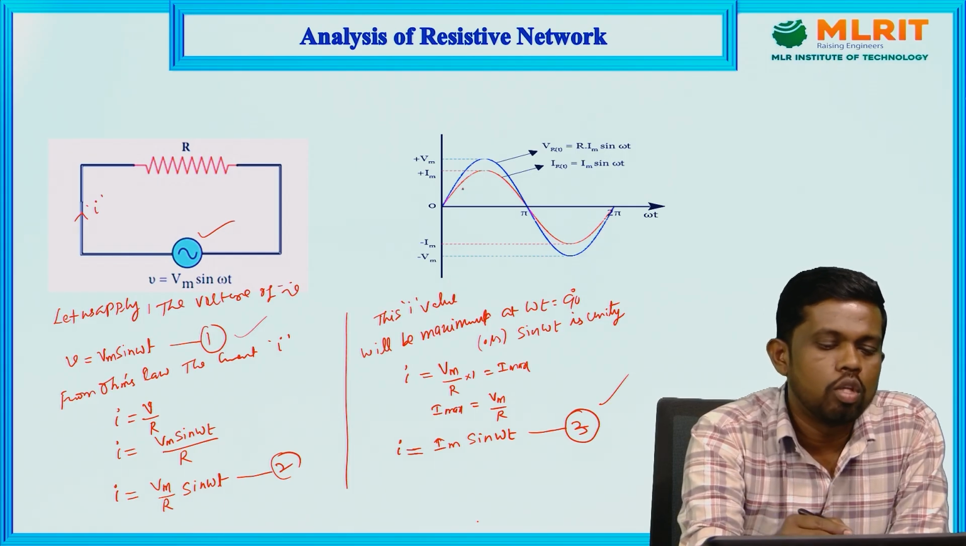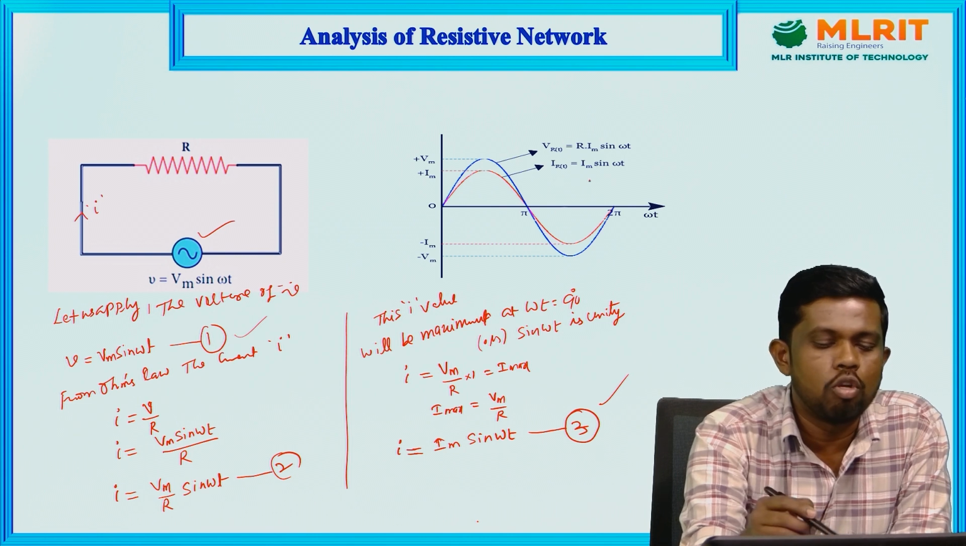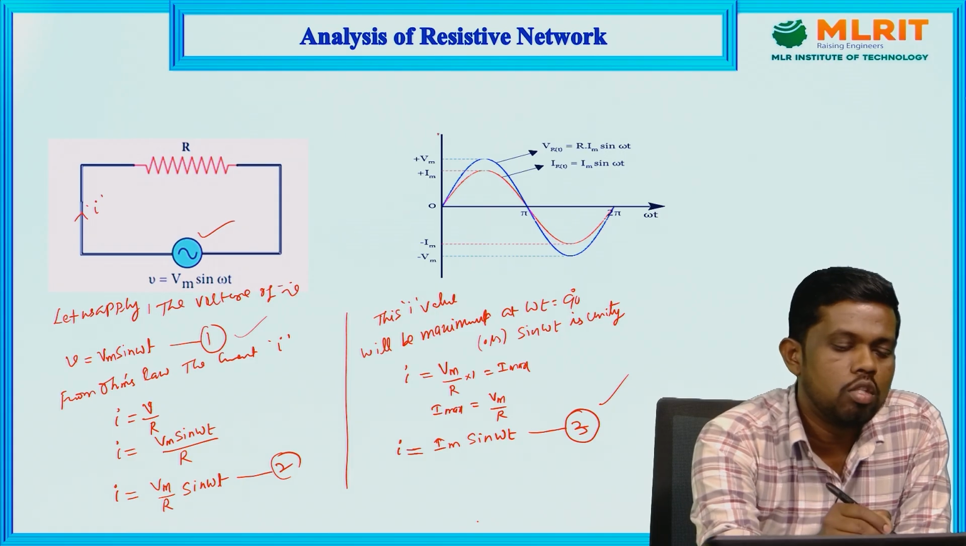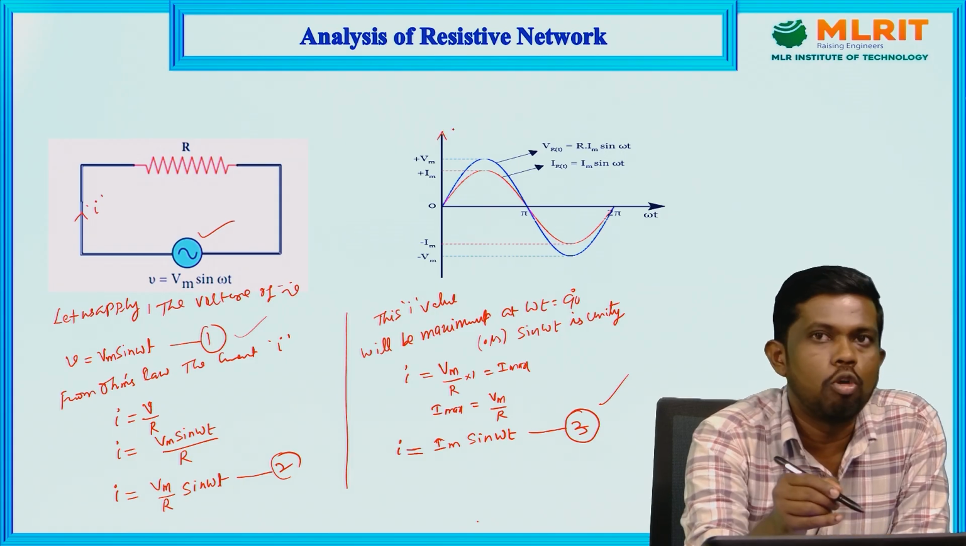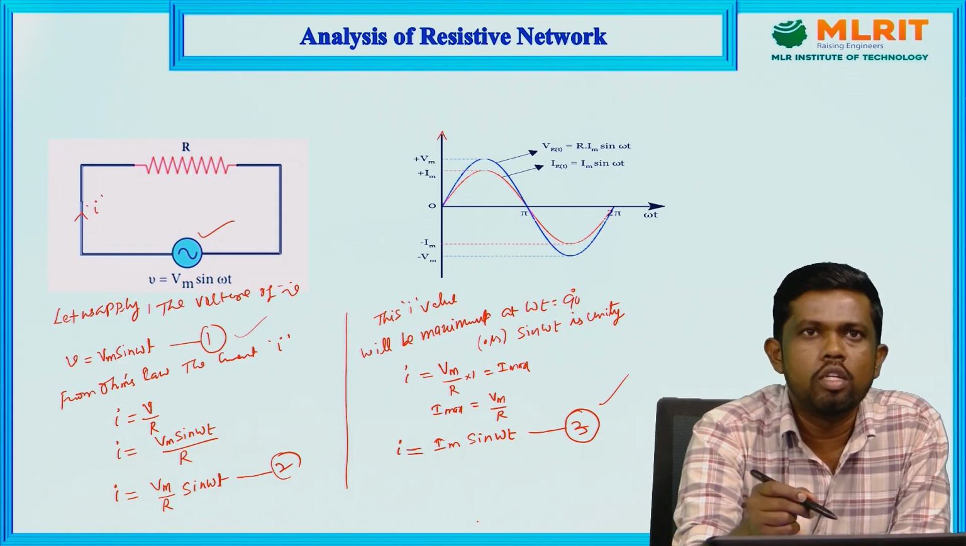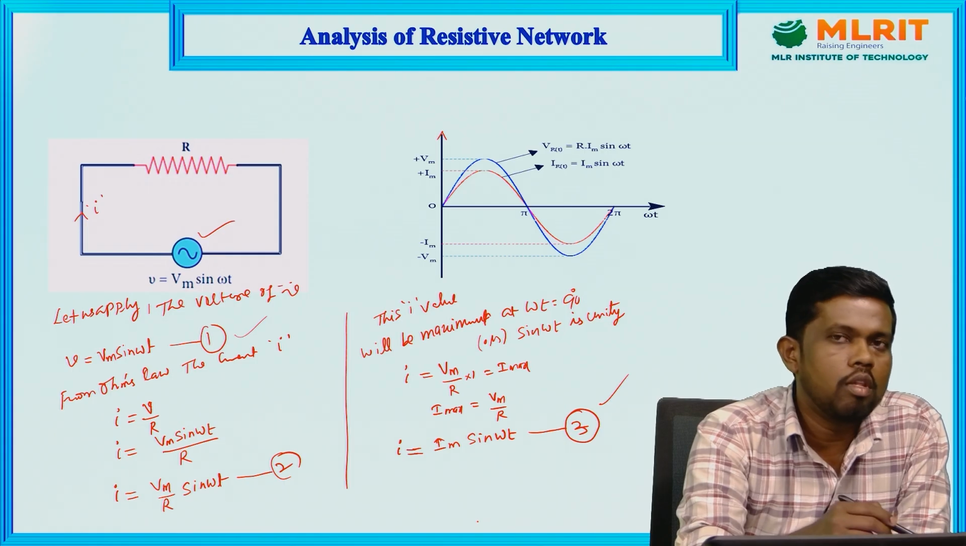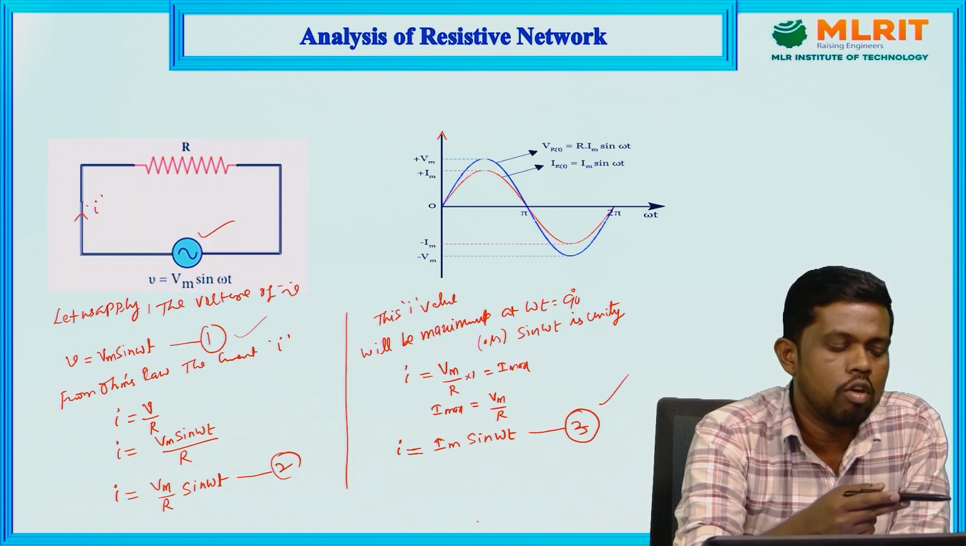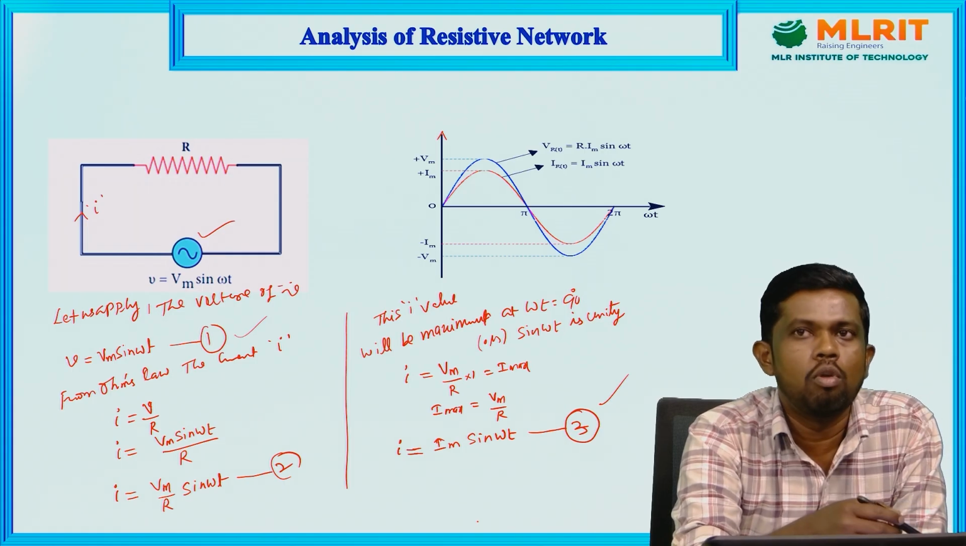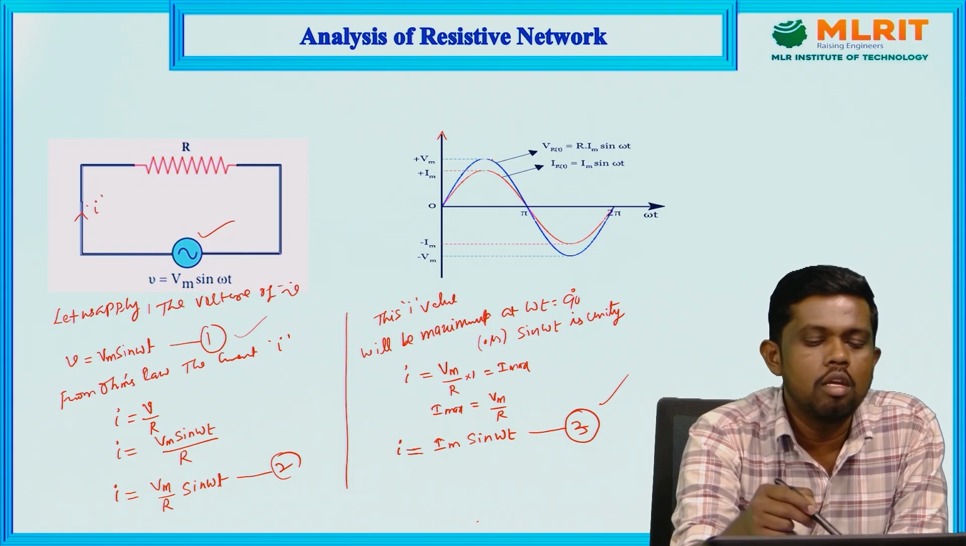So the current also starts at 0 with respect to the voltage. The current also starts at the same point with the same notation. So this is the waveform representation of the voltage and current of the resistor. Whatever the shape or symmetry maintained by the voltage, the same symmetry is followed by the current.